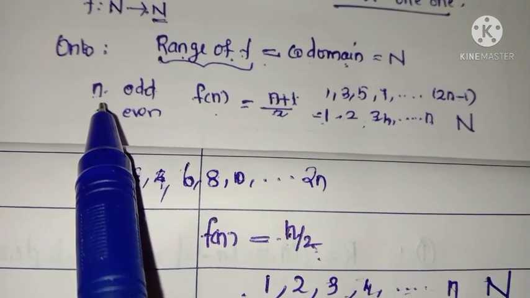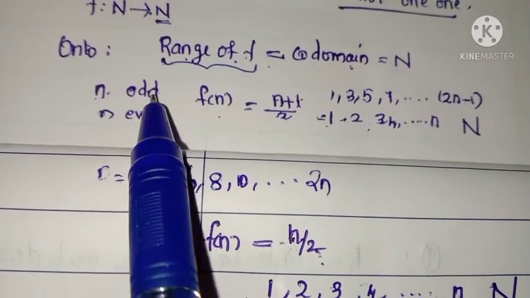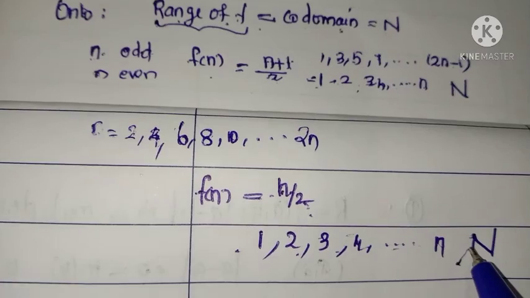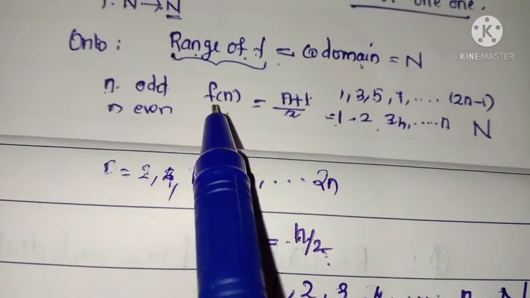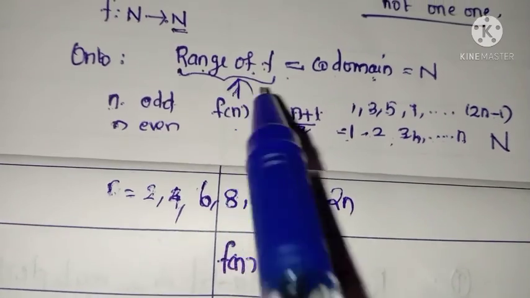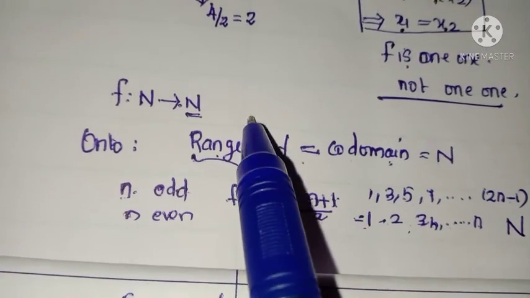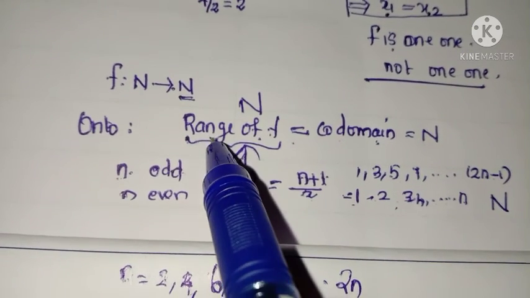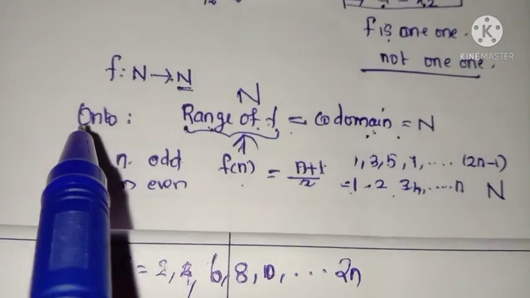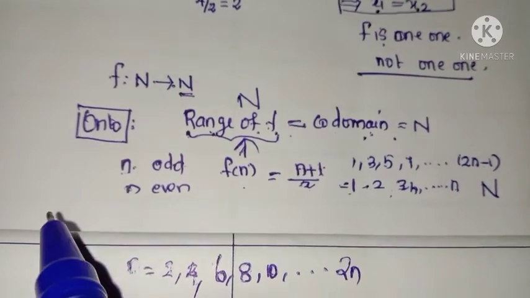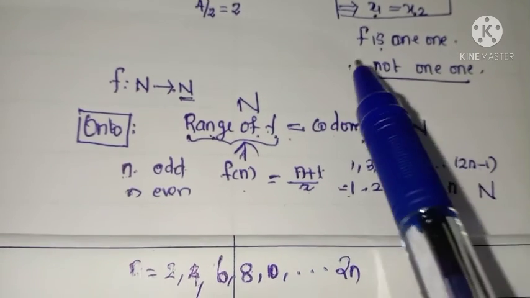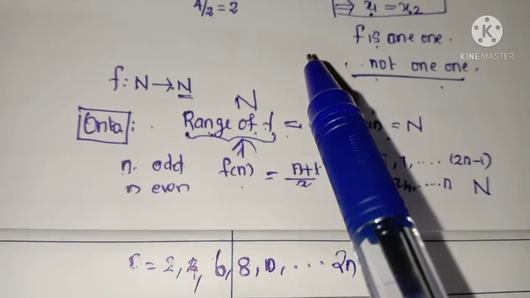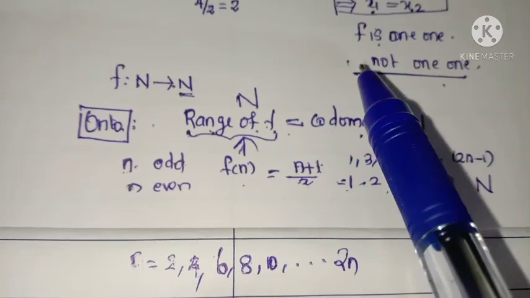So for all n, whether it is odd or even, we can see the values of f of n form the set of all natural numbers. The values of f of n are known as the range of f. So the range of f is the set of all natural numbers. Okay, so the range of f is the same as the codomain, and therefore the given function is onto. Before we noted f is not 1-1, but f is onto, which implies f is not bijective. Okay, f is not bijective.